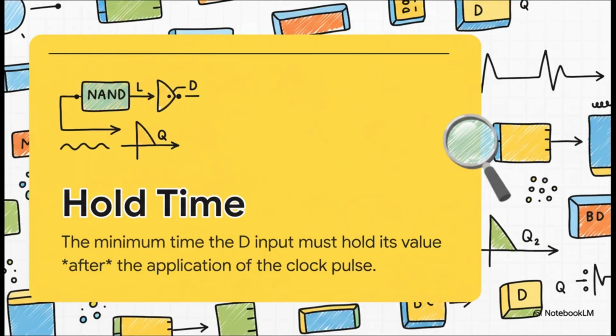And the second rule, as you might guess, is hold time. Sticking with our camera analogy, the data also has to stay perfectly still for a brief moment after the shutter clicks. You can't have your subject move while the picture's being taken, right? Together, setup and hold time guarantee a perfect, crystal clear snapshot of the data is captured on every single tick of the clock.